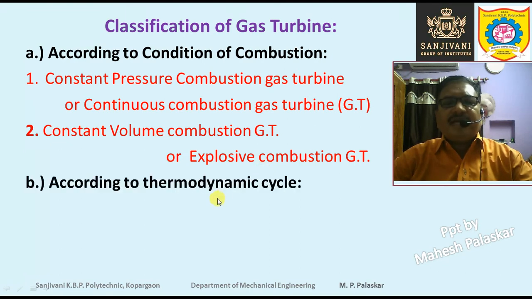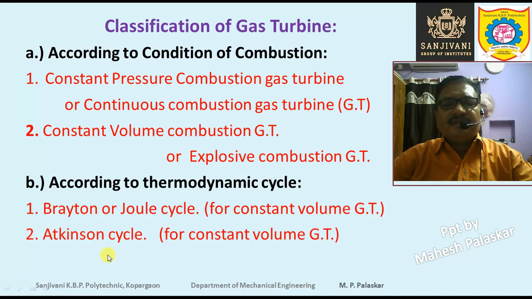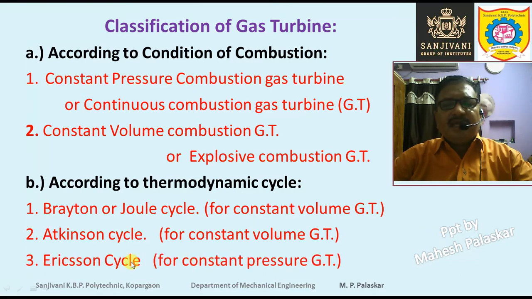According to the thermodynamic cycle, the gas turbines are classified as Brayton or Joule cycle. So this Brayton or Joule cycle is used for constant pressure gas turbine, Ericsson cycle is used for constant pressure gas turbine, and Atkinson cycle is used for the constant volume gas turbine.